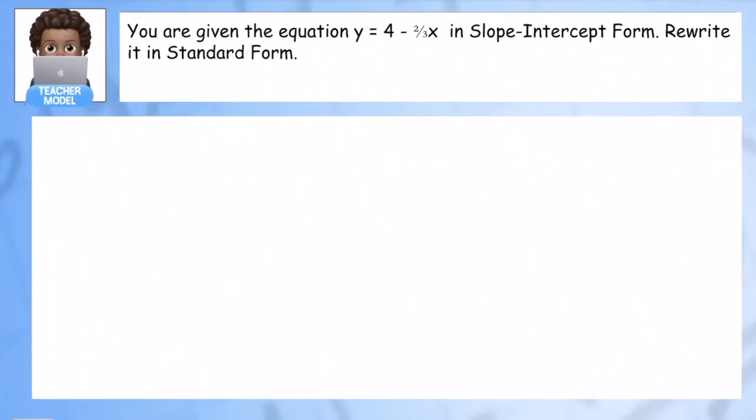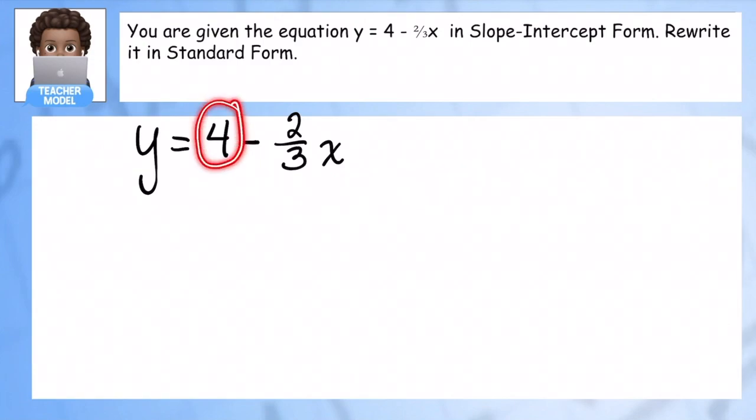And let's try one more. You're given the equation y equals 4 minus 2/3 x in slope-intercept form. Can we rewrite this into standard form? So let's do it the other way. y is equal to 4 minus 2/3 x. In this case, I want this term by itself, and I want the x and y to be together. So I'm going to do the same thing.